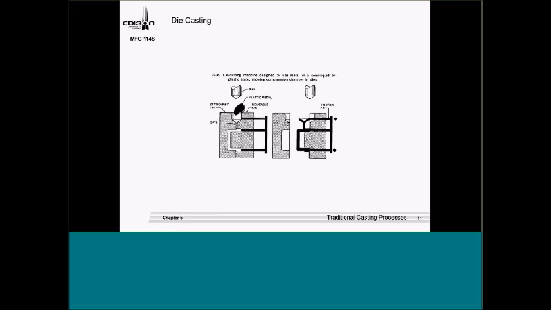Just another one, a movable die, and again you can see how it opens up. Again, you'll see the video. They also have this on YouTube. So to me, it's simplistic, but it's very precise.